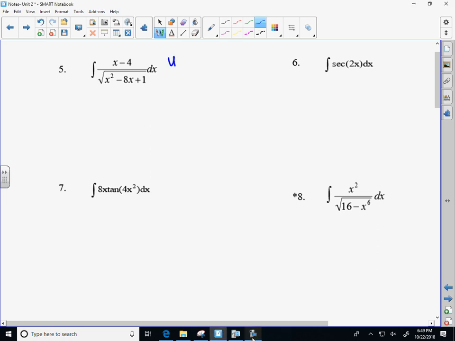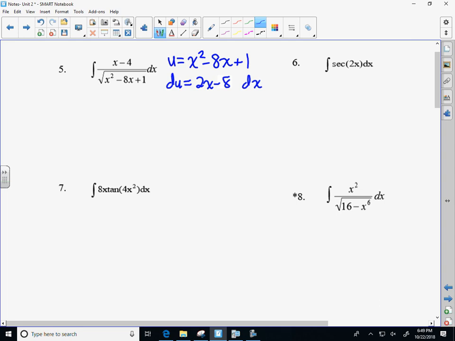I'm going to let u be x squared minus 8x plus 1. Now this is a thoughtless shot in the dark. Okay? And that's sometimes what happens. Like you have a suspicion, so you act on it. So I'm going to take the derivative, du, would be equal to 2x minus 8 dx.